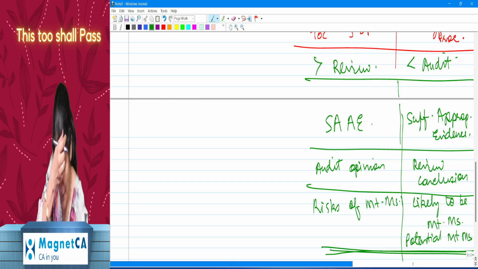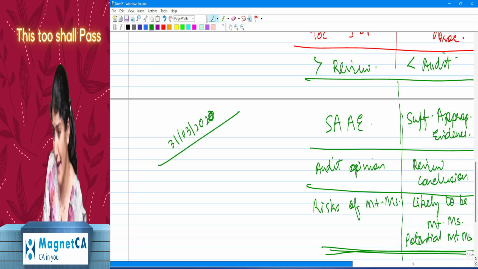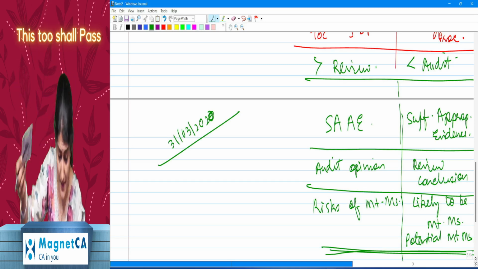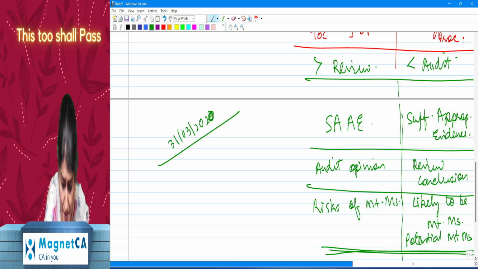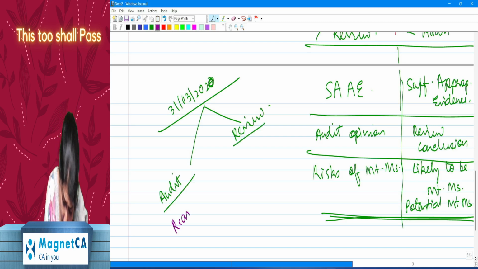Right. So now, when the client has prepared their financial statements of 31st March 2020, for example, and they say, CA, please check. CA, we prepared these 2020 financial statements, post-mortem, history. So now they say, CA, please check. CA says, no problem. I can give you 2 options. See, I can either do an audit or I can do a review. If I do an audit, I shall give you a reasonable assurance.